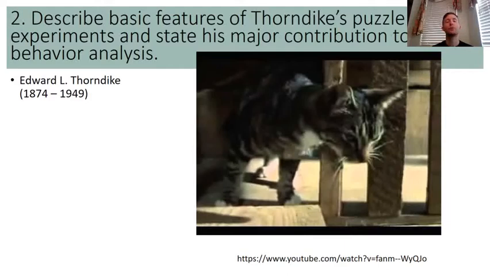While you're watching the video, some things to look for are the design of the box, how the animals got out of the box, how Thorndike measured the animals' escape from the box, how Thorndike interpreted his data, and how Thorndike related the data to other competing theories about behavior at the time. Okay, so go ahead and pause this lecture and watch the video, then come on back.